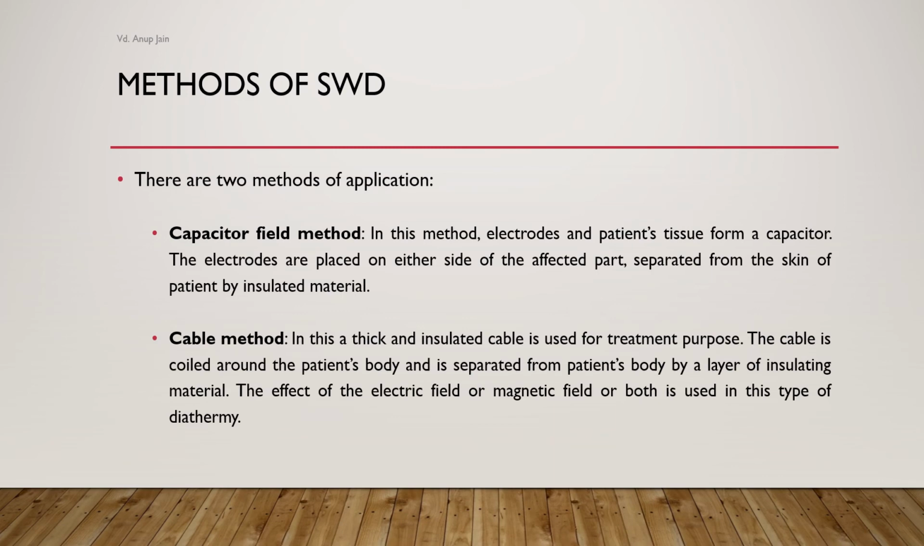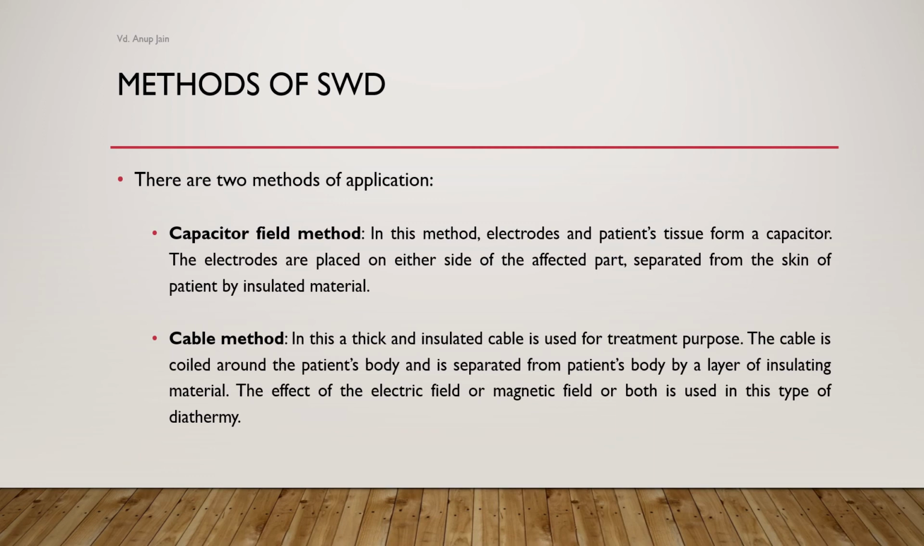There are two methods of application of SWD, one is the capacitor field method and the other is the cable method. In the capacitor field method, electrodes and the patient's tissue form a capacitor. The electrodes are placed on either side of the affected part and are separated from the skin of the patient by insulated material, and the current is passed, which makes it a capacitor.